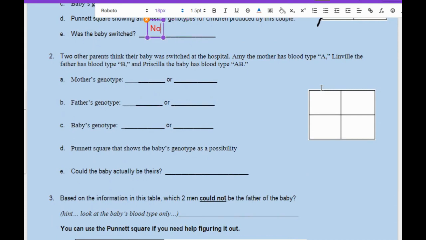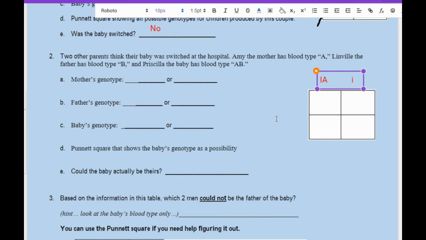Two other parents also think the baby was switched at the hospital. Amy, the mother, has type A. I'm gonna have you guys do this. I'll start it out for you, then you're gonna have to do the rest. So I'm going to make her heterozygous. It doesn't say heterozygous, but I'm going to do it anyways. Big I A allele and an O allele.